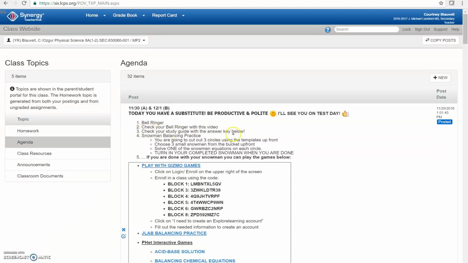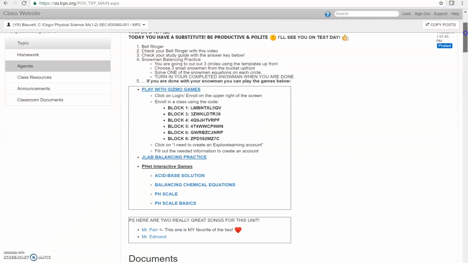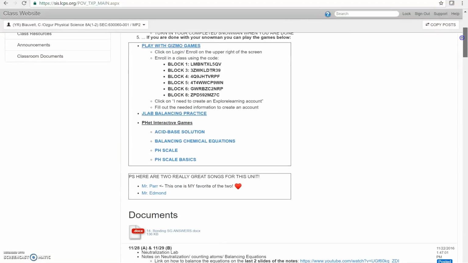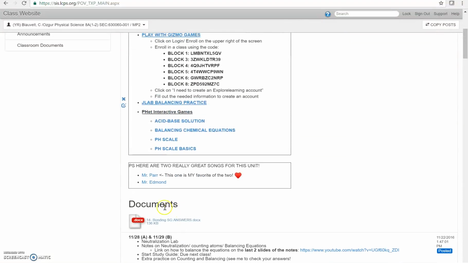Check your study guide with the answer key below. So I don't normally post the answer key to the study guide. You normally have to check that in resource, but because I'm out today, I do have the study guide answer key right here. So please make sure you check your answers, and if you get stuck on anything, or something doesn't make sense, make sure you email me or come see me at some point on Friday or even Monday to make sure that we go over that stuff together.